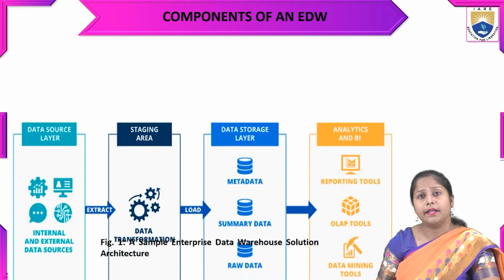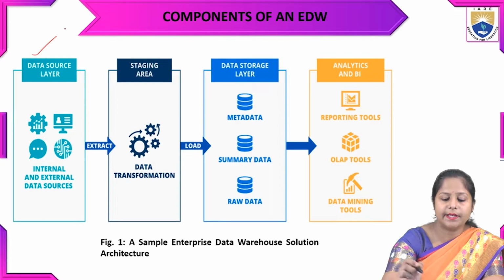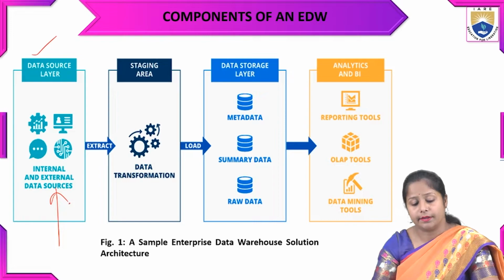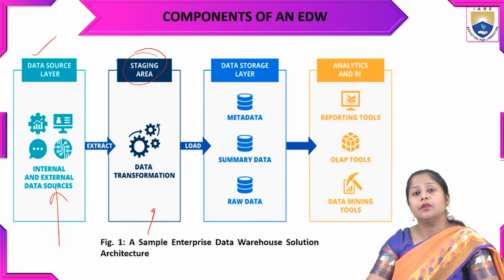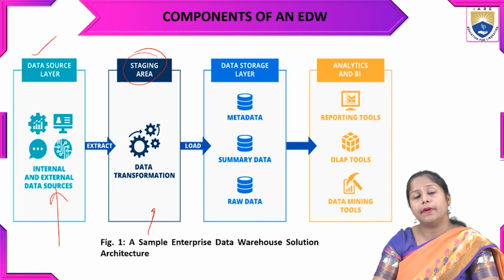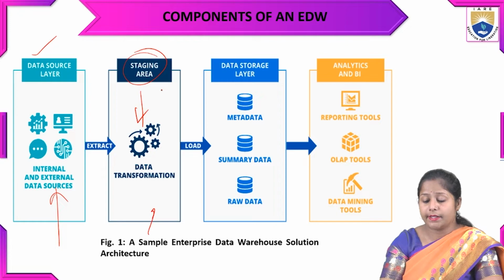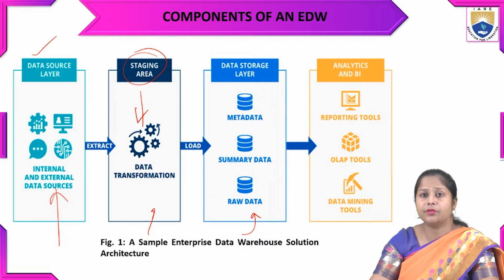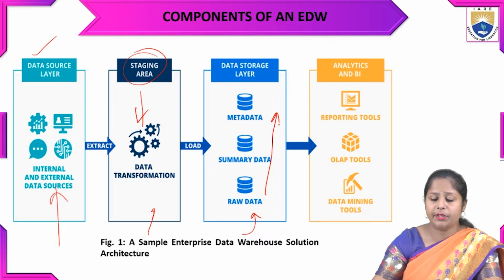Now we can see here in this figure there are the four stages. In the data source layer, the internal and external data sources will be taken care of. Again in the second step we can see the staging area is there. So all the data transformation and all the cleaning part will be taken care of in the staging area. Next is the data storage layer. In the data storage layer, all the raw data, summary data and metadata will be stored.